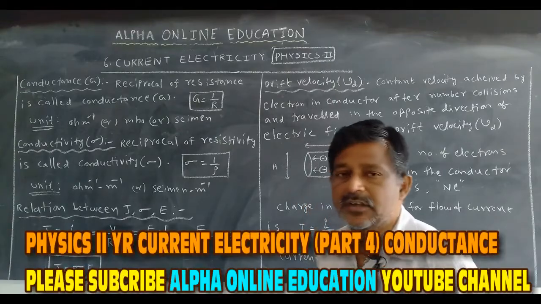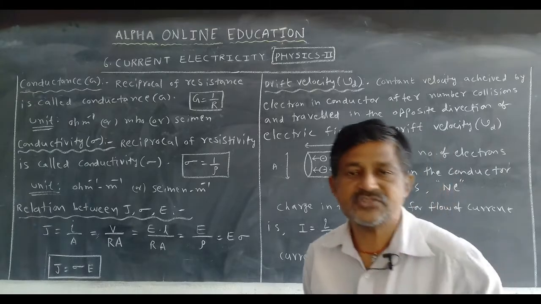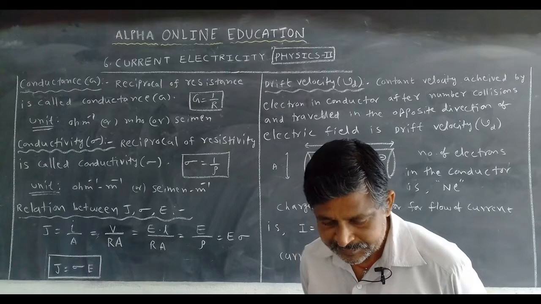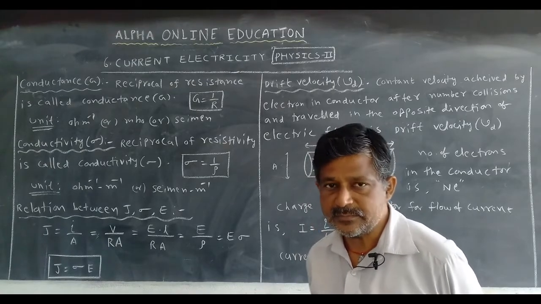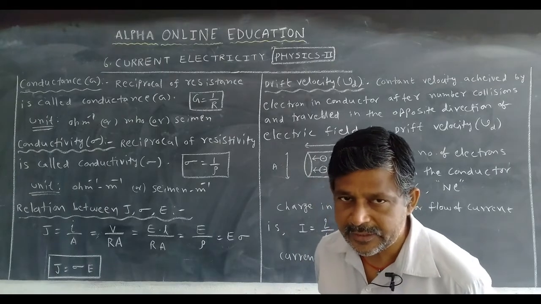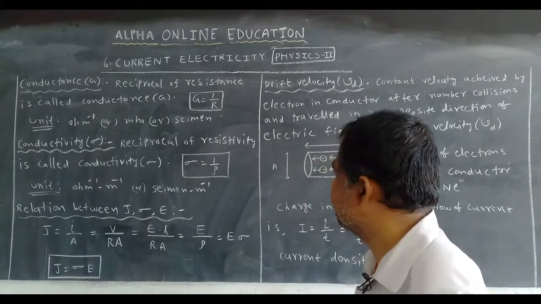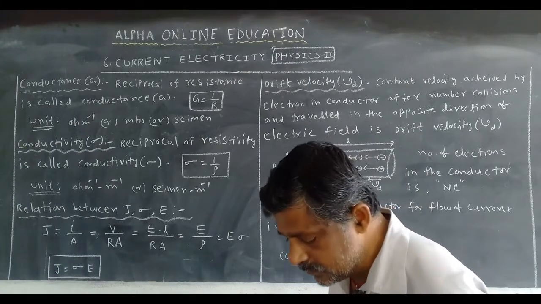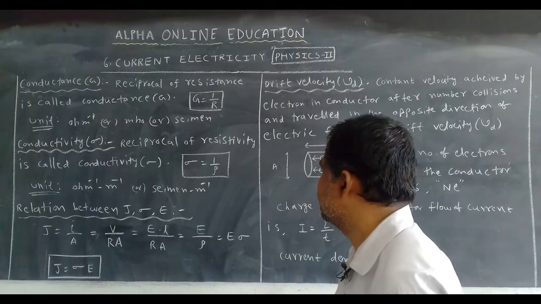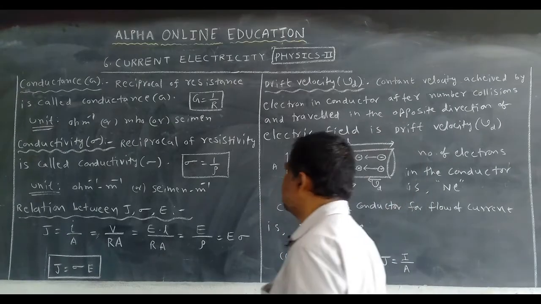Let's discuss another technical word we can use in this chapter, that is conductance. Conductance is denoted by the symbol capital G. Now what is conductance? The reciprocal of the resistance is called conductance.